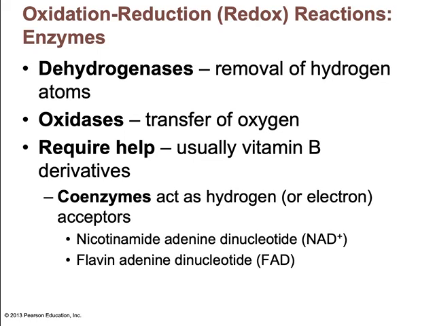Examples include dehydrogenases, which remove hydrogen atoms from molecules and thus oxidize them, and oxidases, which move oxygen from one molecule to another. A lot of these require coenzymes to work, such as B vitamin derivatives. The coenzymes can act as hydrogen or electron acceptors.